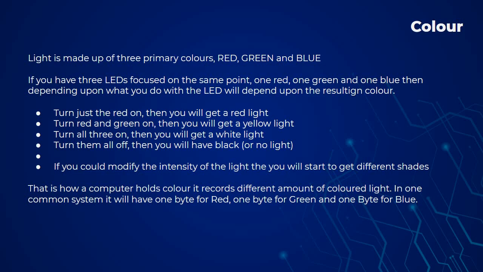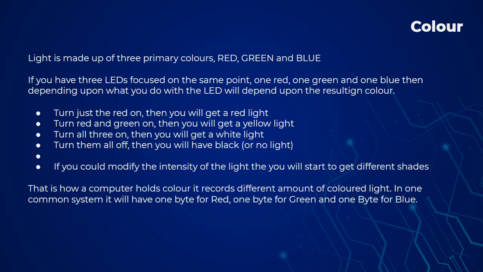The other thing that we can do is we can work with different intensities of light. So instead of turning the red light on full, maybe only put it on half. And then when I put the green light on, instead of getting a nice bright yellow, I'm getting a darker yellow, a brown. And so that's, as I said, that's how a computer will hold colour.